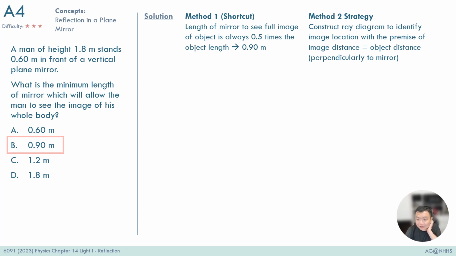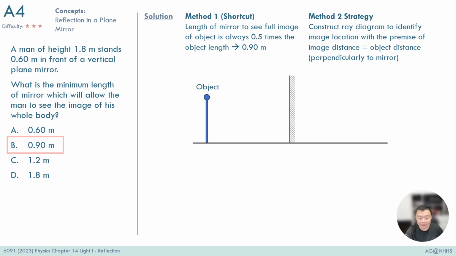Therefore, method 2, the strategy is as usual, to locate the image location by using object distance equals to image distance, and then we will just draw in some ray diagram. So I have now constructed a person with a head as a circle, standing in front of the mirror, and the first thing to do is to use the relationship of object distance equals to image distance to locate where the image is. And I've drawn in the image in dotted line, because remember, an image in a plane mirror is virtual.